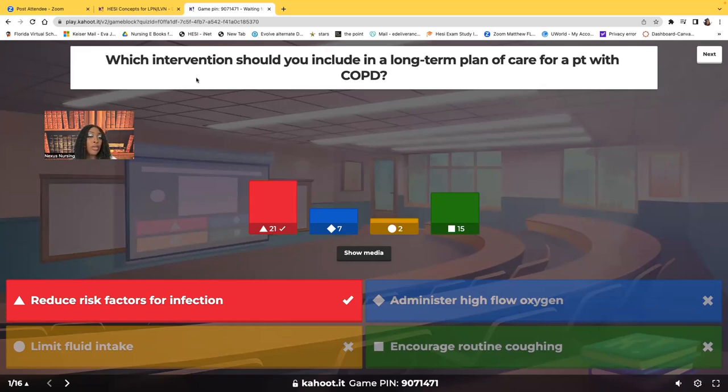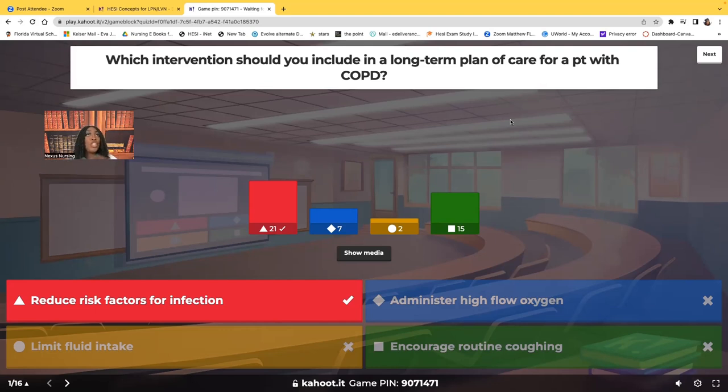Look at the question. You see where it says include in long-term care plan? Let me tell you something. Only the RN can create or edit a care plan. The LPN follows the care plan, but they cannot change the care plan at all. So I think I got my two Kahoots mixed up. I do apologize, guys, because I got to make that clear. Only the registered nurse can create or make modifications to the care plan. The licensed practical nurse follows the care plan. So now let's talk about this question.